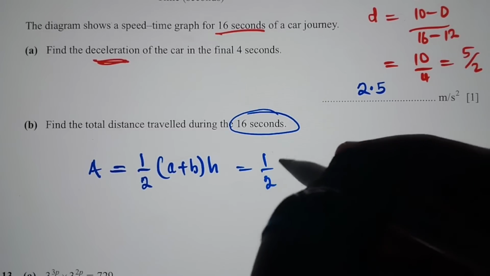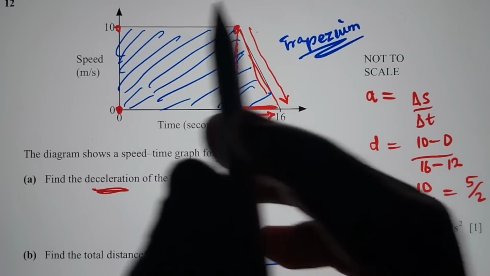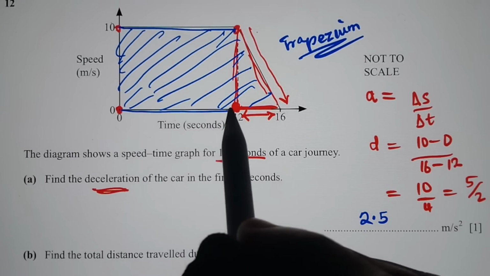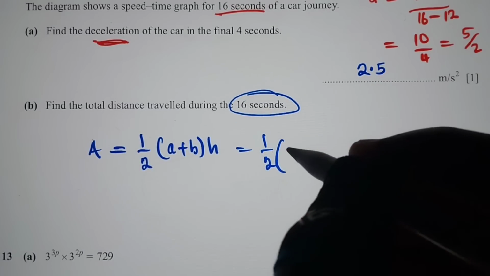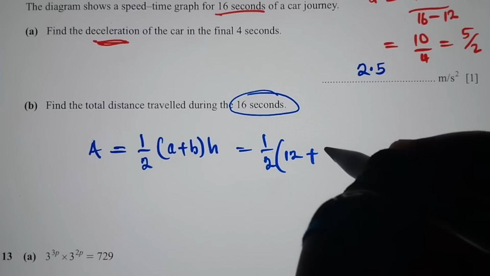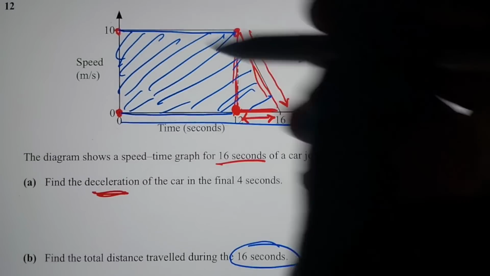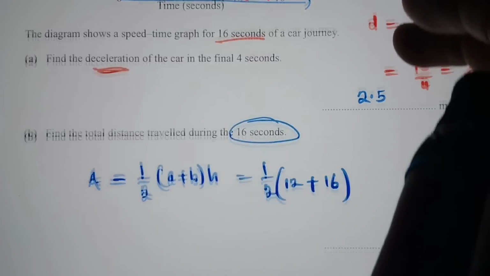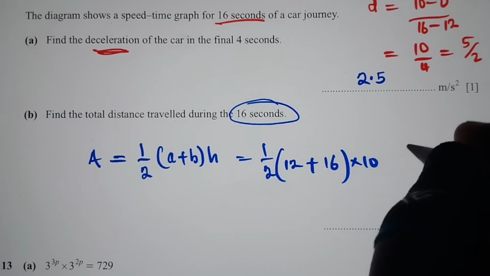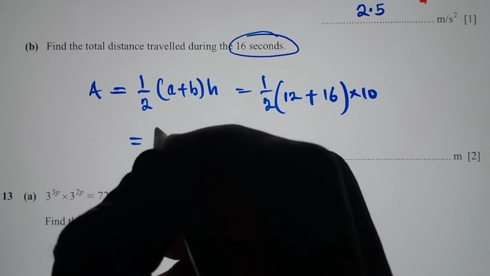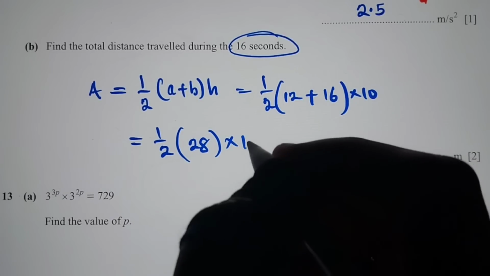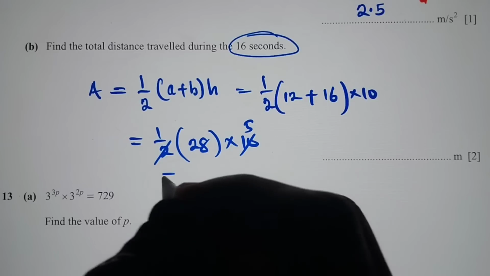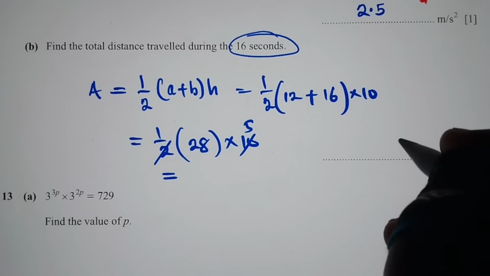So we have 1 over 2 into sum of parallel sides. From here to here is 12, and then from here to here is 16. So those are the parallel sides. So this is simply 12 plus 16, and the height is here. So we say times 10. So if I tidy this up, this area is 1 over 2 into 28 times 10. This is 5. So 28 times 5 is simply 140.